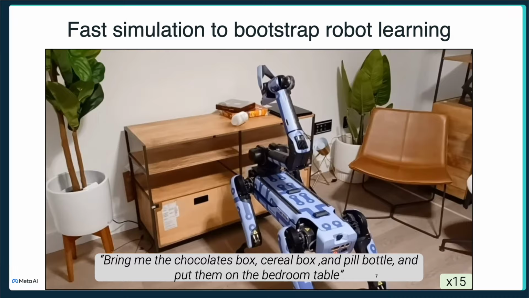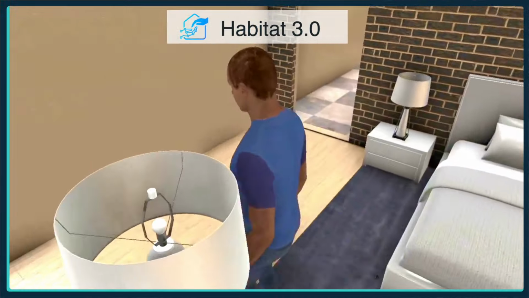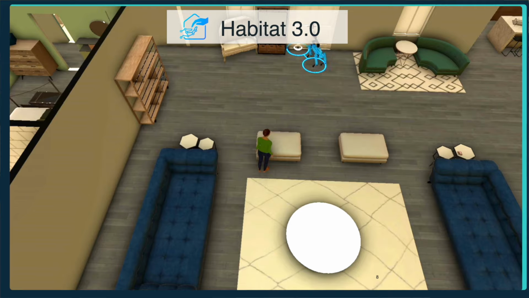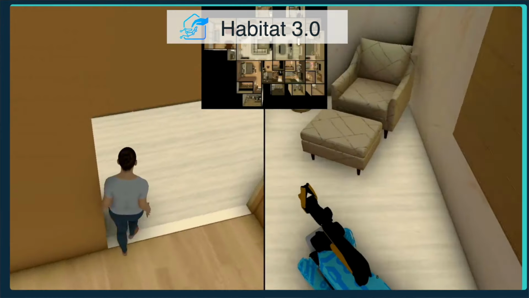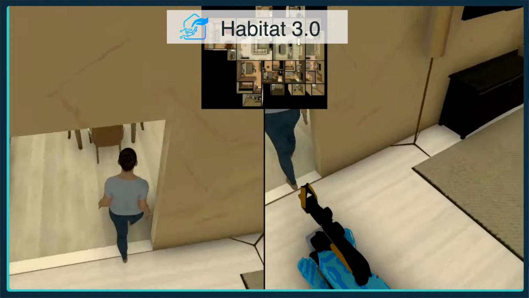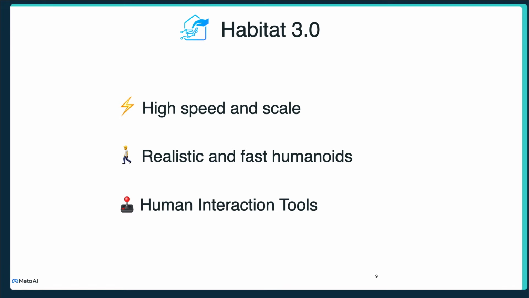And so it's for this reason that we developed Habitat 3.0, which is a simulator that is designed to represent very efficiently both robots and humans in a wide range of environments and train robots to do these kinds of collaborative tasks. There are three key features that I think make Habitat 3.0 a good simulator to develop these human-robot interaction skills.